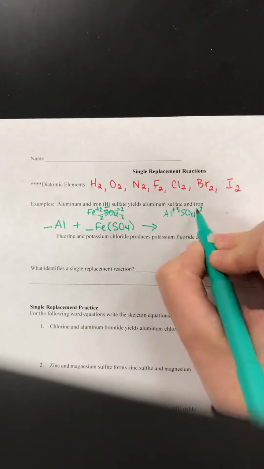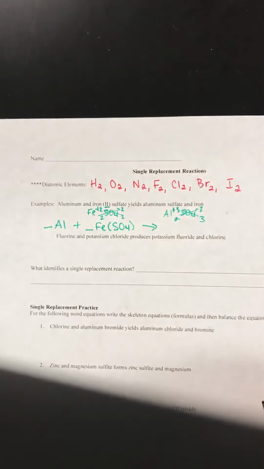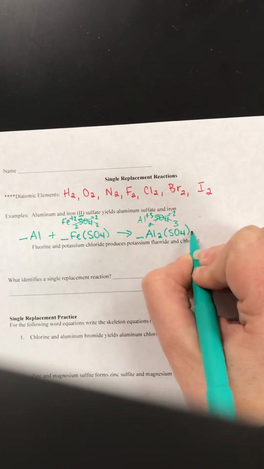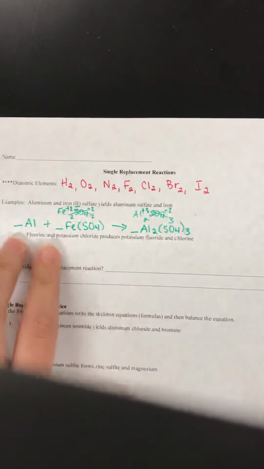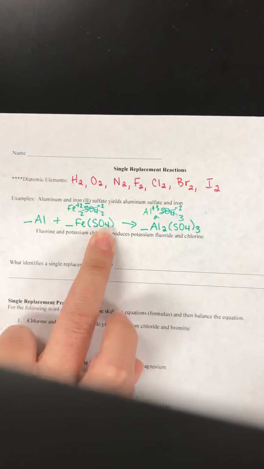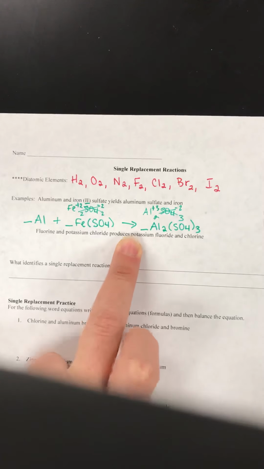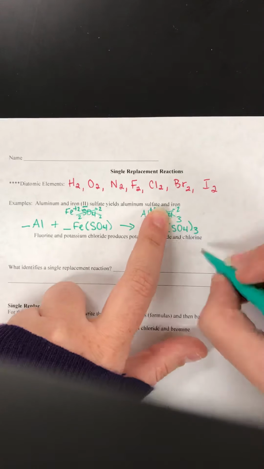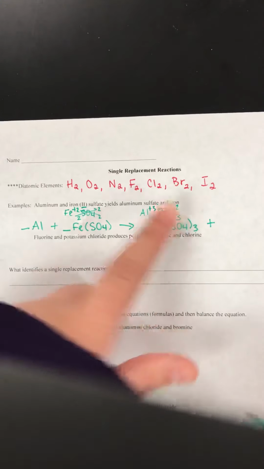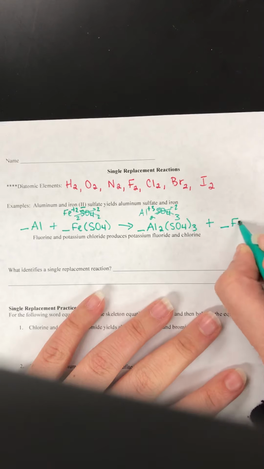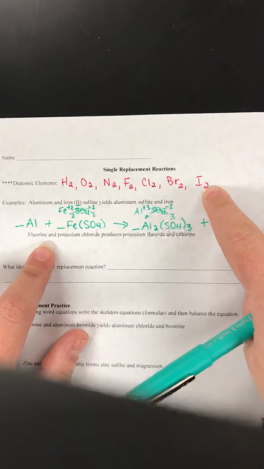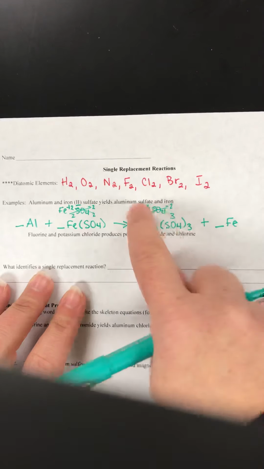Charge was -2. Crisscross, and you're going to get Al2 parentheses SO4 3. So we have Al plus FeSO4 yields, makes, produces, forms Al2 (SO4)3. And then the last thing says and iron. Iron is just all by itself, so it's just Fe. Things by themselves do not have a charge, including all of these. If these are alone, they don't have a charge. Only when it's with a compound do you need the charges.